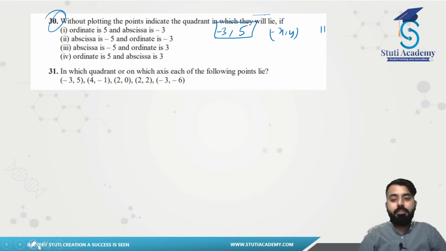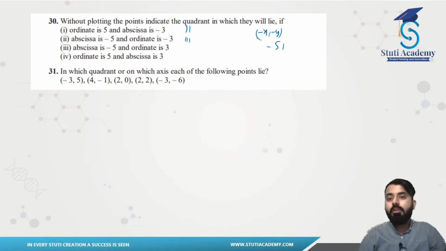Now abscissa is negative 5 and ordinate is negative 3. If you have both x and y negative, then it will be in your third quadrant. Then you have abscissa negative 5, y 3. So this will again be where? It will be in the second quadrant because x is negative. Now in the last part, ordinate is 5, abscissa is 3. You see 3 and 5 both are positive, so they will be in your first quadrant.